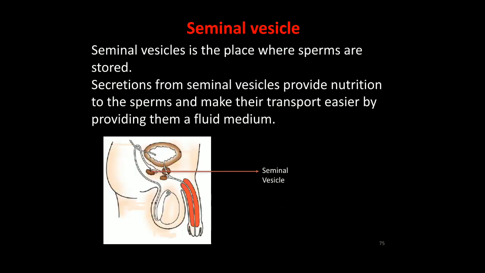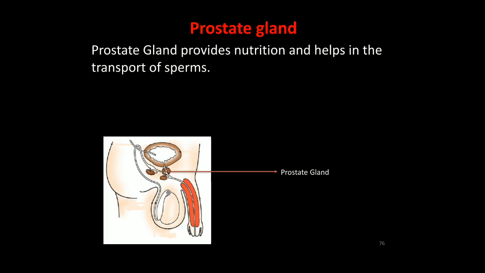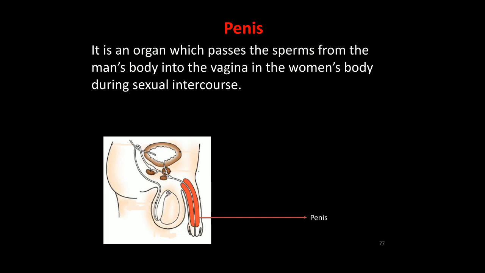Next, seminal vesicle is the place where sperms are stored. Secretions from seminal vesicles provide nutrition to the sperms and make their transport easier by providing them a fluid medium. Prostate gland provides nutrition and helps in the transport of sperms. Penis is an organ which passes the sperms from the man's body into the vagina in the woman's body during sexual intercourse.